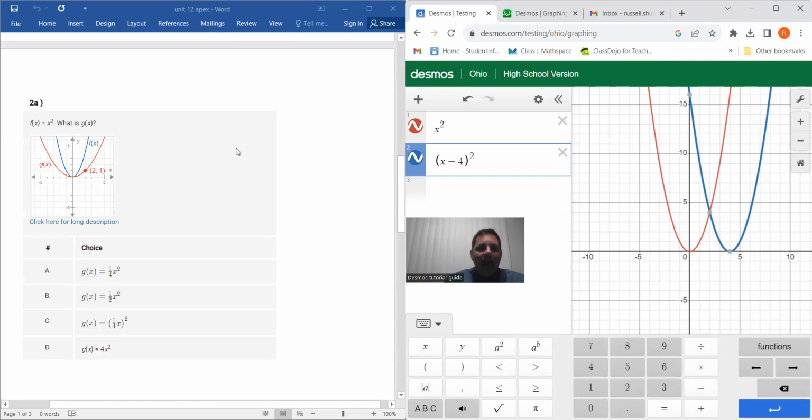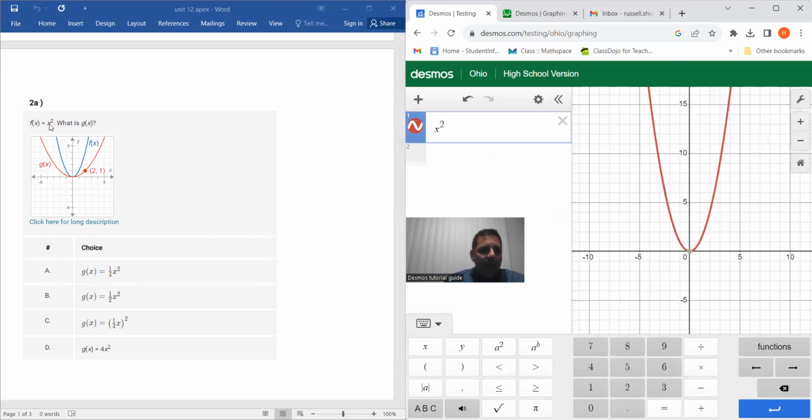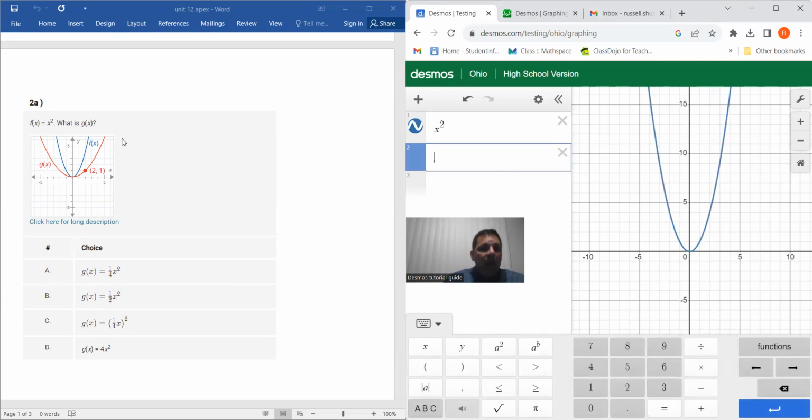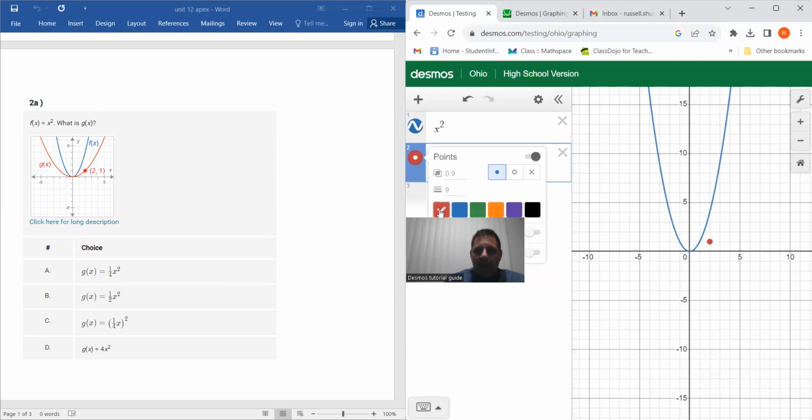Now here I have, again, the same parent function, x squared, but they're making f of x blue. So I'm going to make it blue just to keep my life simpler. Now in red, they want to know which of these choices goes through the point 2, 1. So I'm going to put that point in there. I'm going to make my life simple by actually putting the point there and seeing if it goes through. Again, I can hold down on that. I'm going to make that point red, just like it is here.